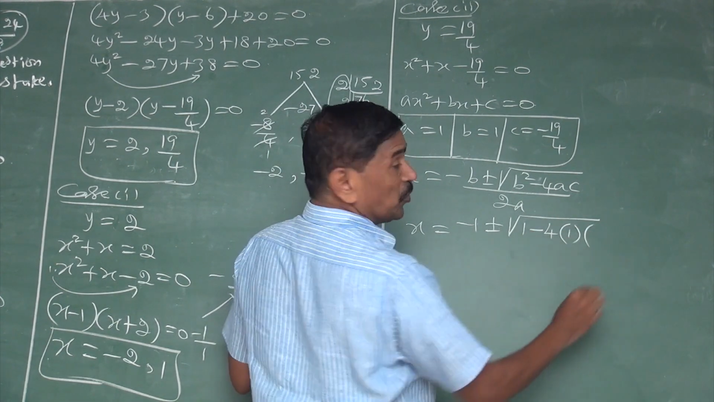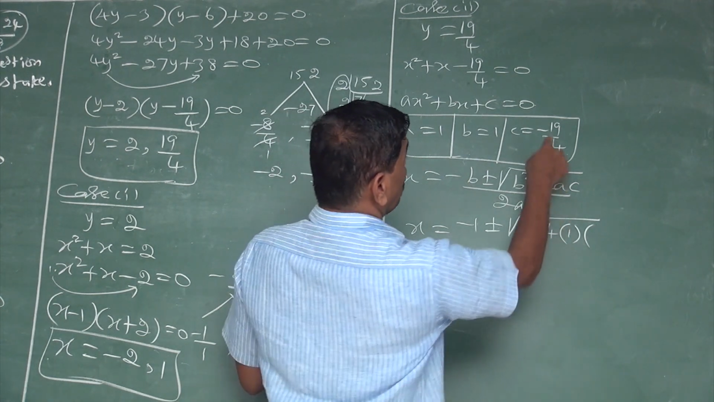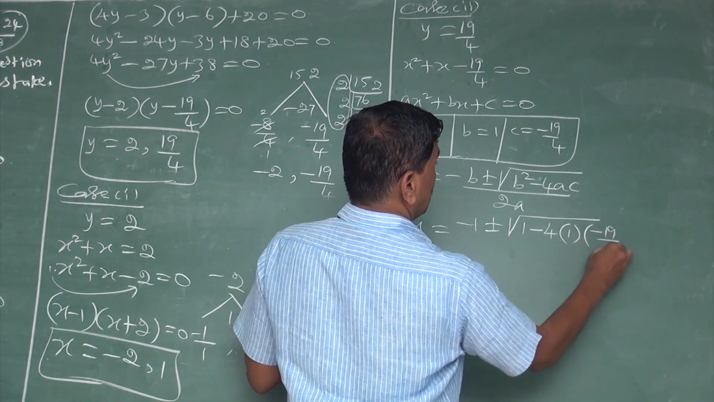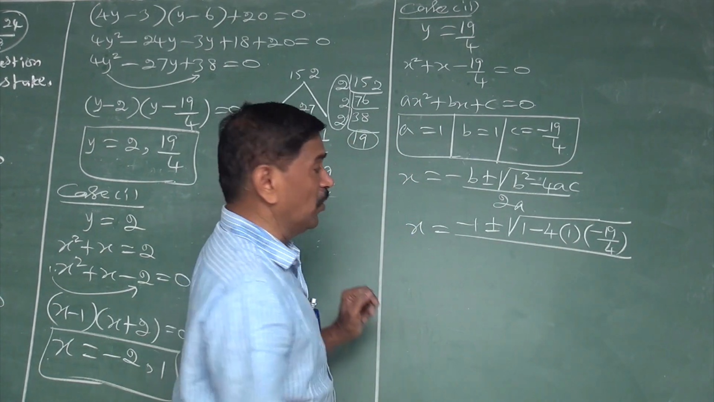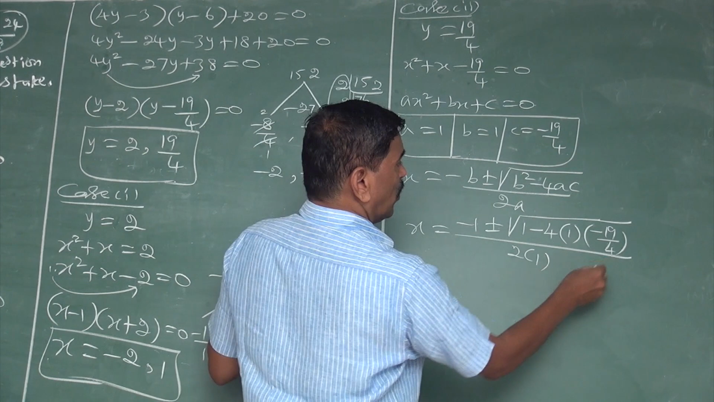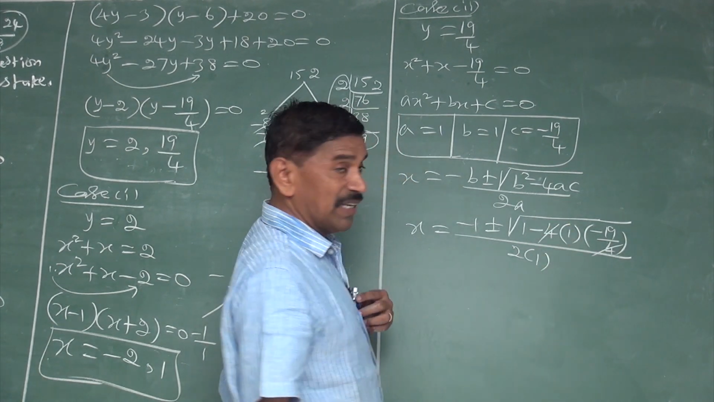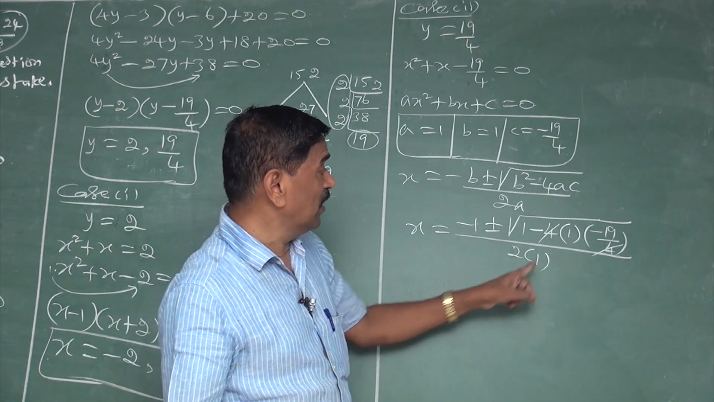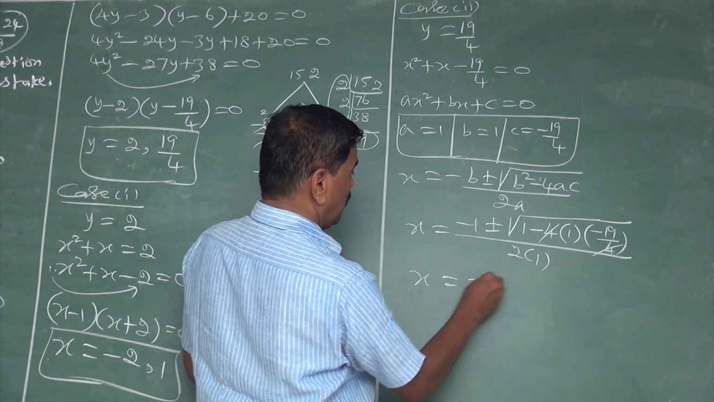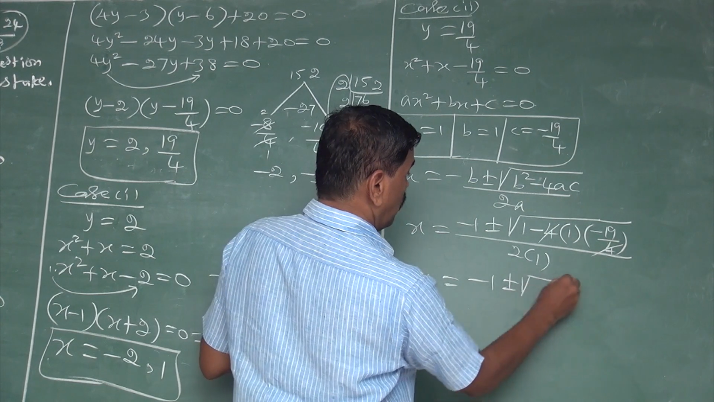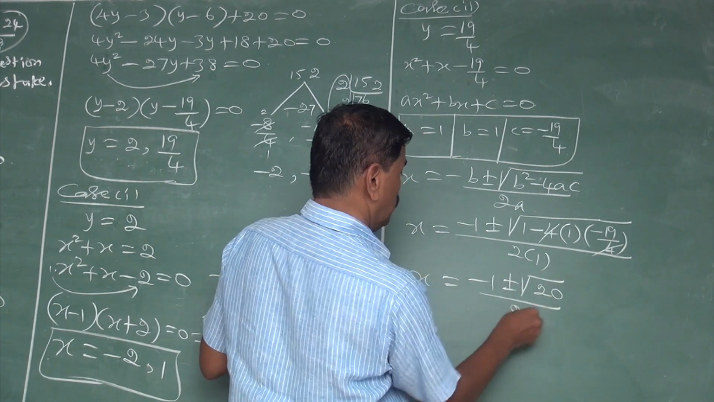a equal to 1, into c, 4ac, c is minus 19 by 4, fully divided by 2 into a, 2 into 1. The 4 and 4 cancel. Plus 20, because minus minus plus 19 plus 1 is 20. That is, x is equal to minus 1 plus or minus square root of 20 divided by 2.